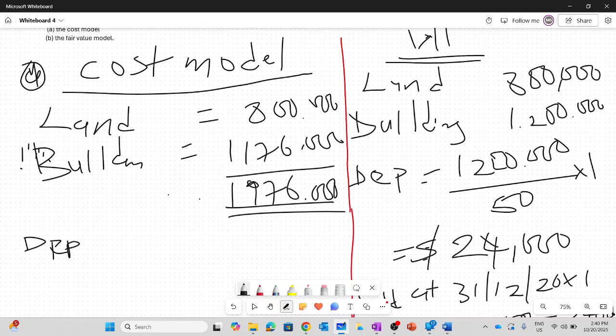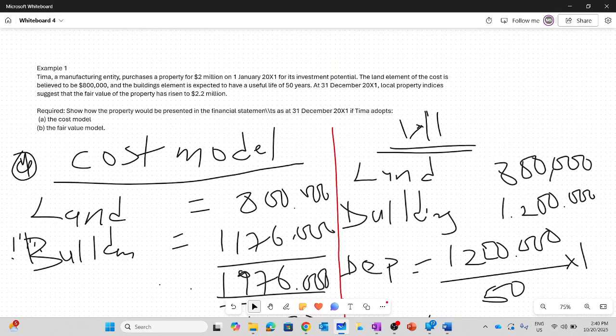So now let's solve the same question using the fair value model. Let's understand the distinction between the cost model and the fair value model. For the fair value model, we need to note the three conditions. One, on an annual basis, we are going to revalue the assets to their fair value. Secondly, the gain or loss should be taken directly to the statement of profit or loss. Then finally, we should not calculate any depreciation on the investment property, which is very clear.